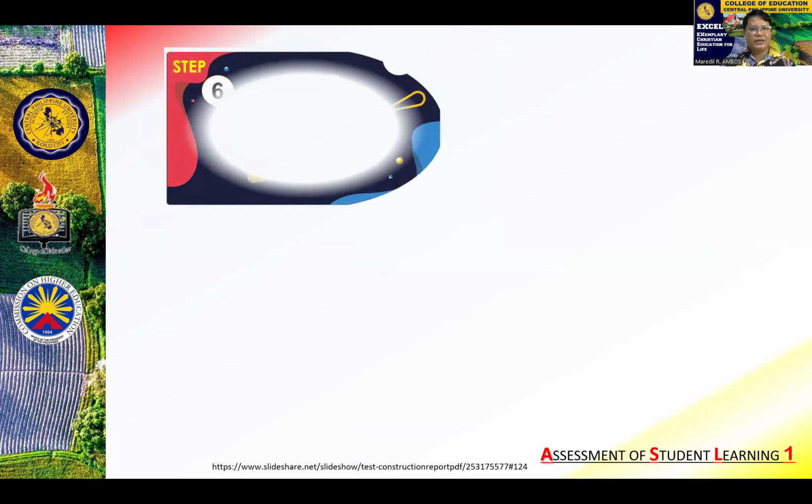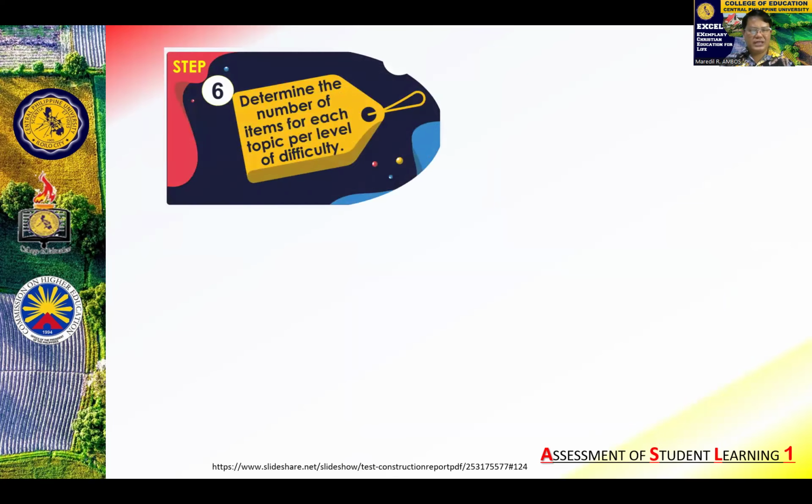Okay, the next that we have is step number 6. Determine the number of items for each topic per level of difficulty.